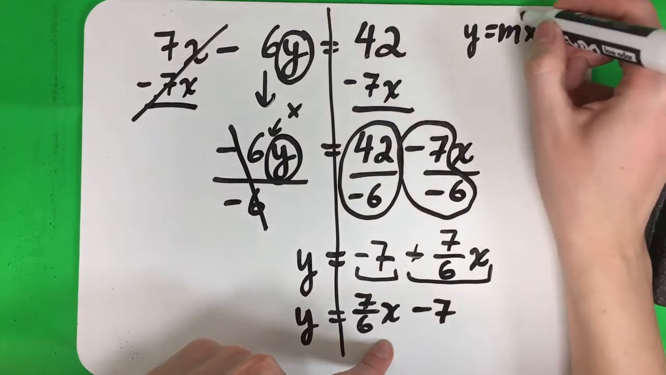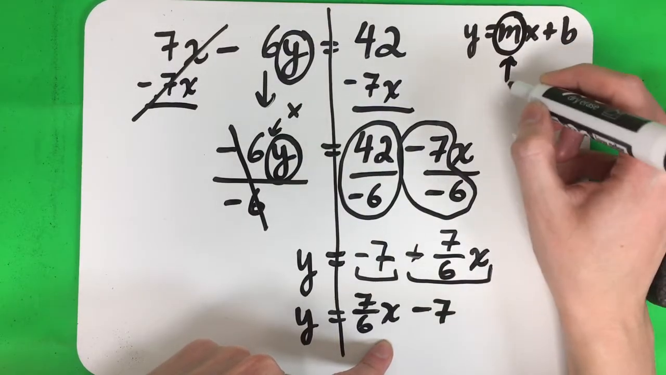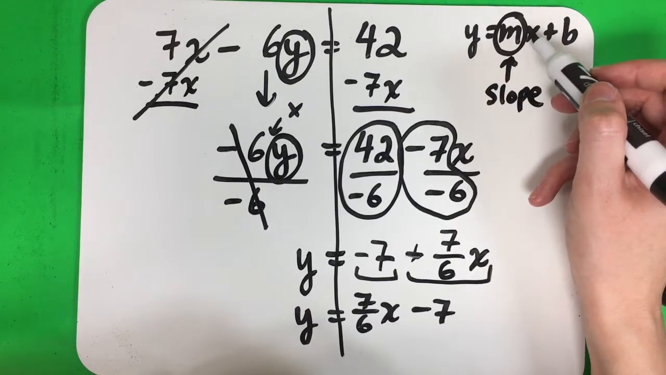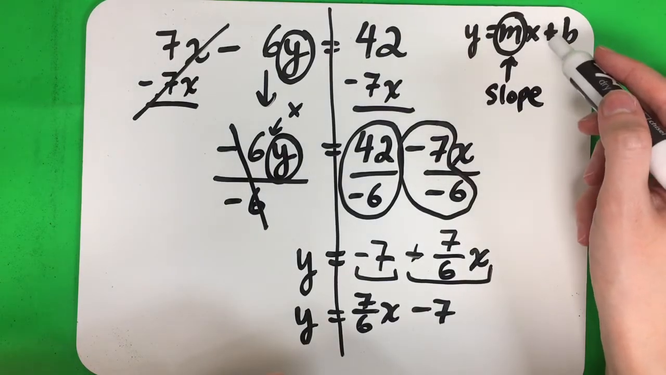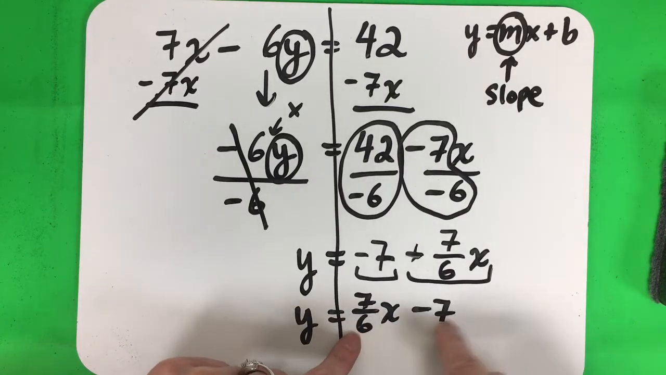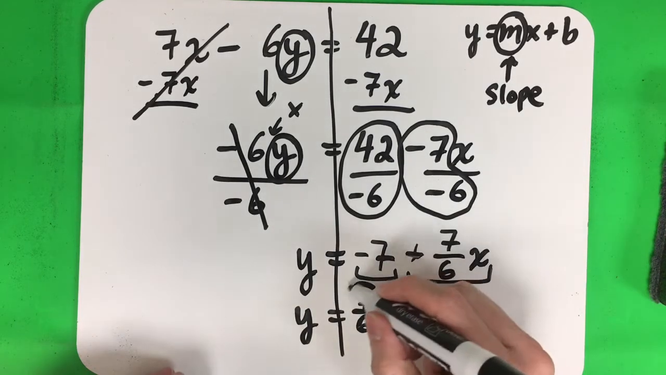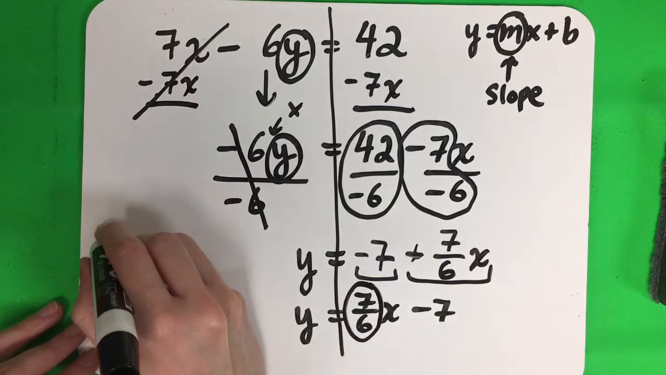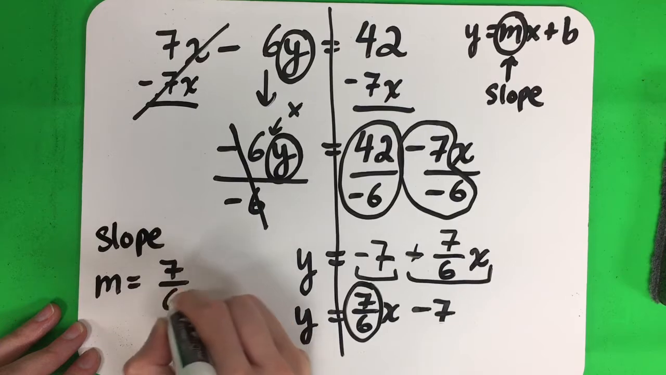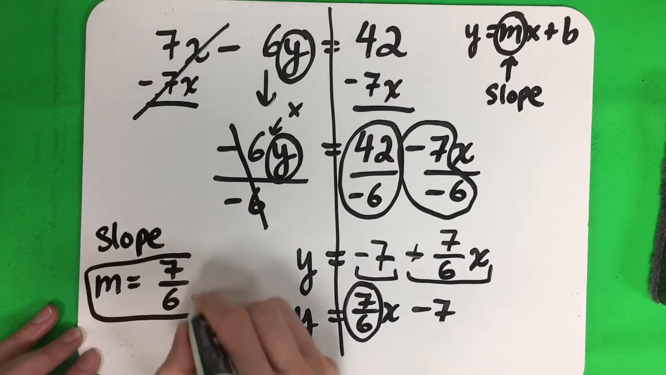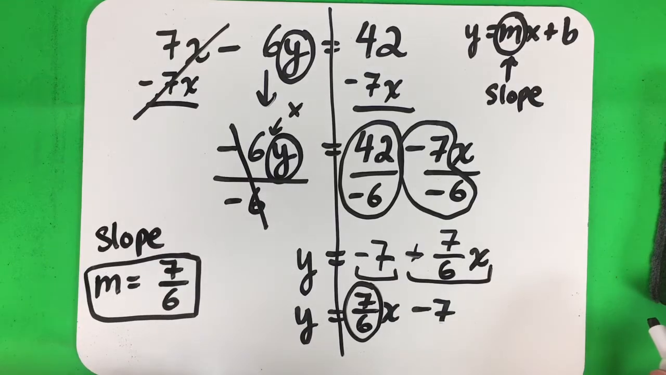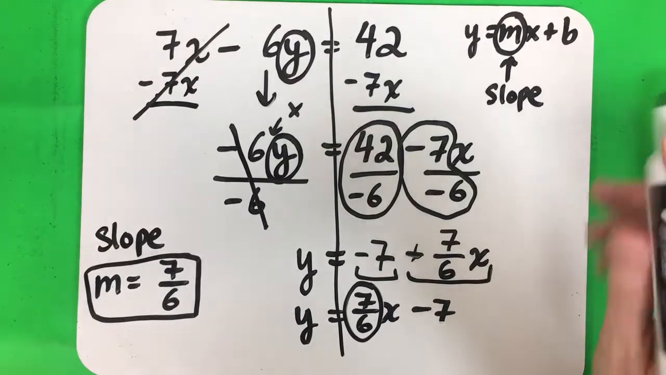The slope, remember, is the m right here, which is the number next to the x. El slope es el número siguiente del x. What number is next to x? ¿Cuál número está siguiente del x? 7/6. So the slope is m equals 7/6. This is my answer. That's the slope. Okay, let's do another one.